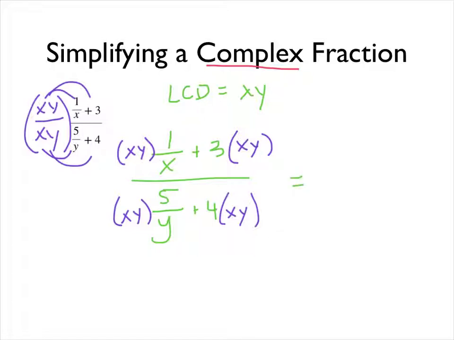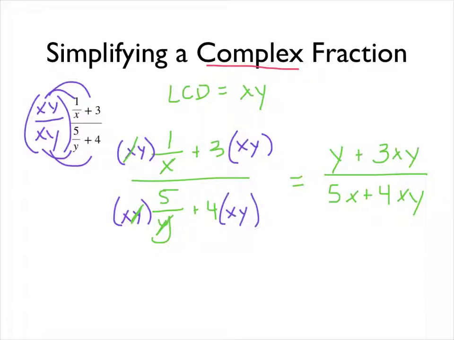Well, what do I get? xy times 1 over x. The x's are going to cancel. I'm going to get y. Plus 3 times xy is 3xy. xy times 5 over y. The y's are going to cancel. We get 5x plus 4xy. Guess what? That's it. That's all you have to do. There's nothing else that you have to do in order to get this to work.